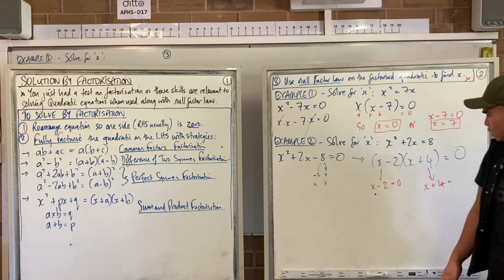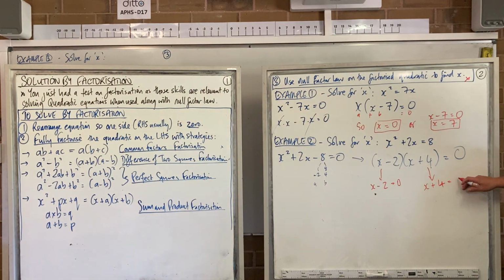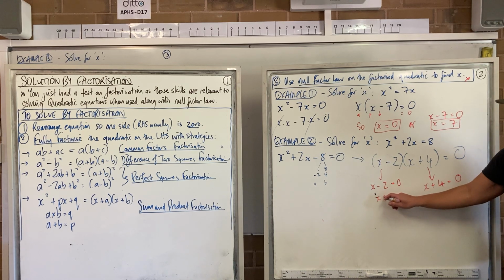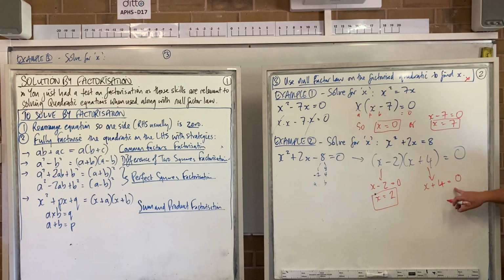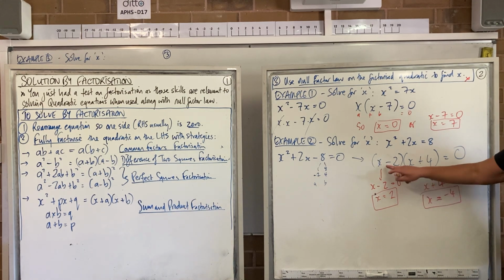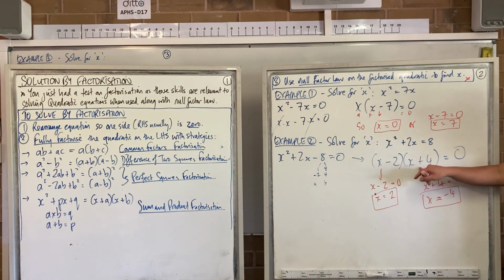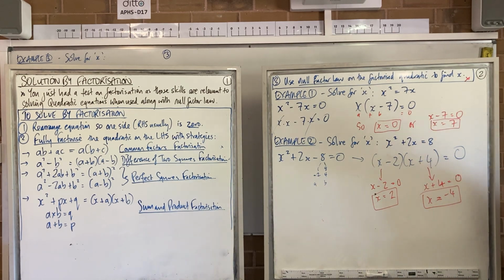We're here to learn. What is x plus 4 meant to equal? 0. So what's x going to be in this left-hand side situation? What's x going to be here? -4. Can we quickly confirm? I'm not going to write the working out. If I put x is equal to 2 here, 2 take 2 is 0 times anything, 0. If I put -4 into this bracket, what's this bracket going to have in it? 0. 0 times by anything equals 0.